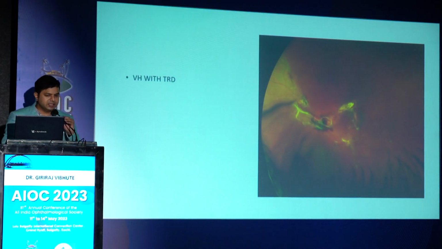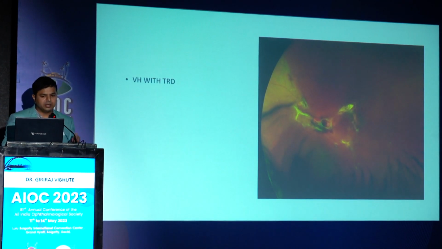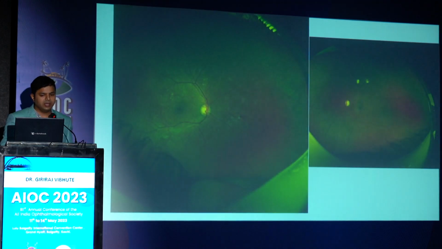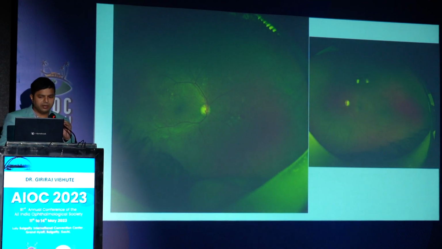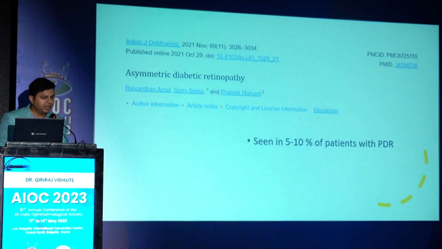Coming to some of our cases, in this one point I wanted to highlight that in vitreous hemorrhage in a diabetic patient, there might be vitreous hemorrhage with TRD in one eye while the other might be normal. In this case, in the right eye, the patient has almost moderate to severe NPDR, and the left eye is completely normal, except for the pallor in the disc. So asymmetric DR is not so uncommon. It is seen in 5 to 10% of the patients with PDR.